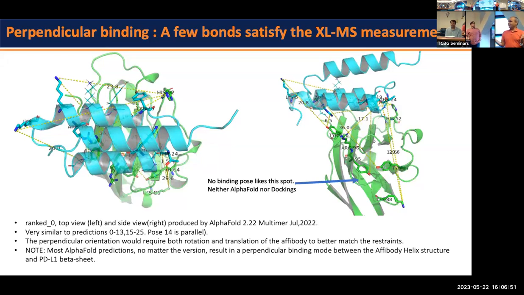So have you noticed anything like this from AlphaFold? I never have. So it's entirely separated? Yeah, completely separated. Like this is a protein, and then the helix is just so far. It's disconnected. Two proteins. Okay. So there is no connection between this helix and the other protein.